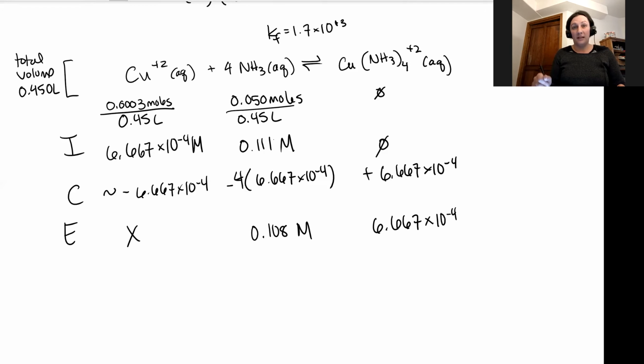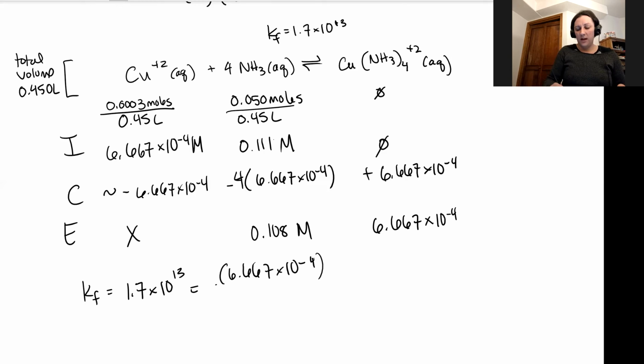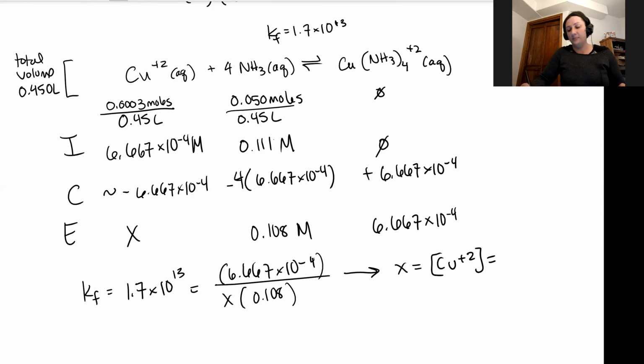for our complex ion. Now I'm going to plug this into my equilibrium expression. That Kf value, which is equal to 1.7 times 10 to the 13th, is going to be equal to that 6.667 times 10 to the negative fourth divided by X times 0.108. And when I solve this, my X value, which will be that concentration of copper plus 2 ion, is again, just like the longer method we just did, 2.8 times 10 to the negative 13th molar.